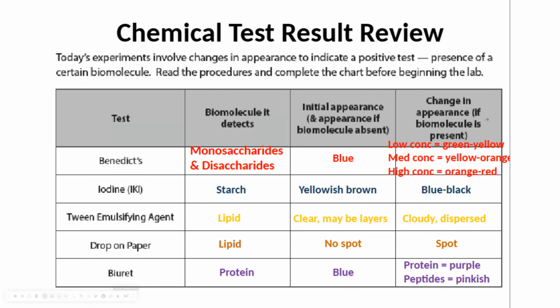In your virtual lab, you will be testing several different substances in order to determine if they have a biomolecule present. So you're going to use Benedict's test. Benedict's is a blue chemical reagent that when in the presence of monosaccharides and disaccharides, the monomers to carbohydrates, it will turn sort of a yellow to red, orangey color depending on the concentration.